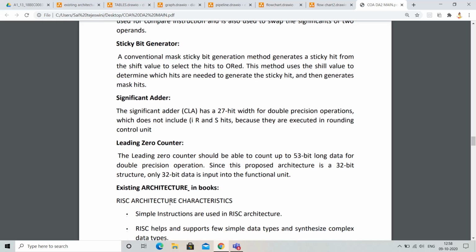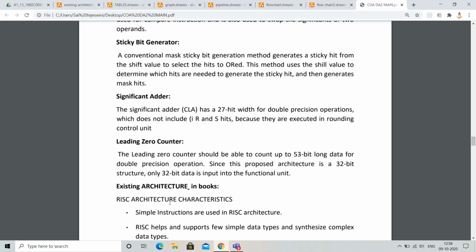Significand adder. The significand adder has a 27-bit width for double precision operations, which does not include IRSH because they are excluded in the rounding control unit.